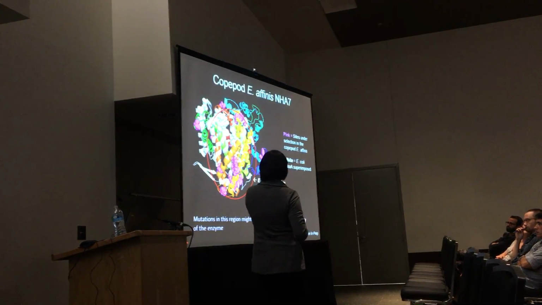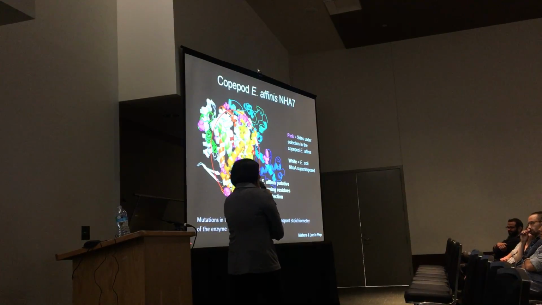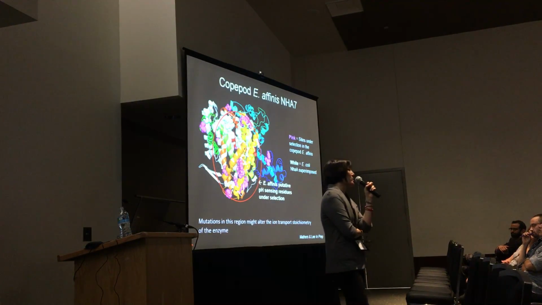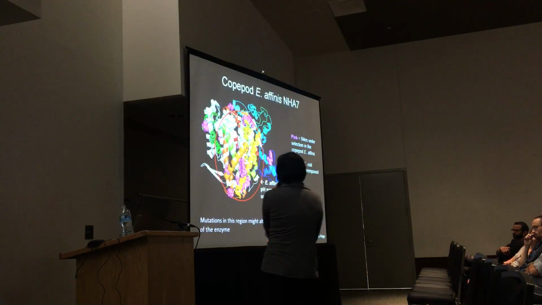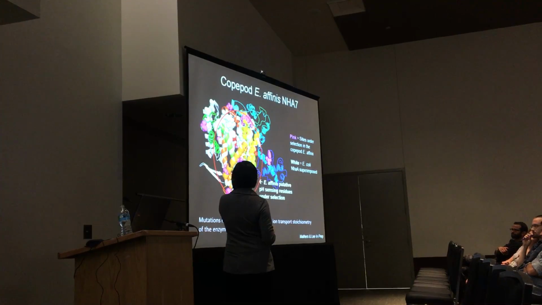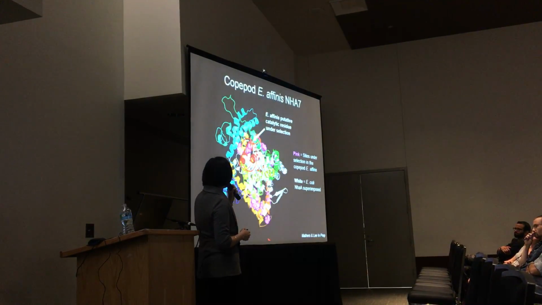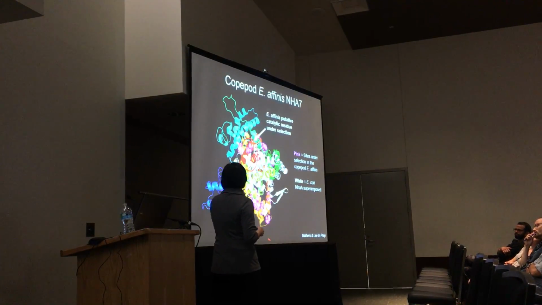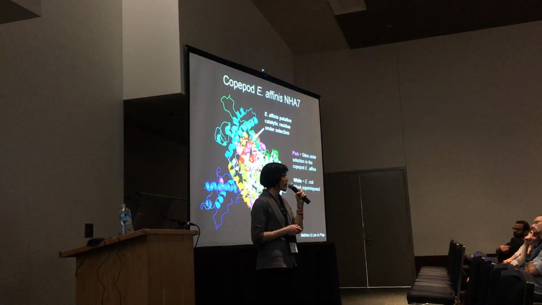For example, this pH sensing region, which interacts with the ligand, and in which mutations would change the ion transport mechanisms of the ion transporter, had sites that were under selection in the copepod Eurytemora affinis. And likewise, this ligand binding region, which interacts with the ligand, also had sites that showed significant signatures of selection.